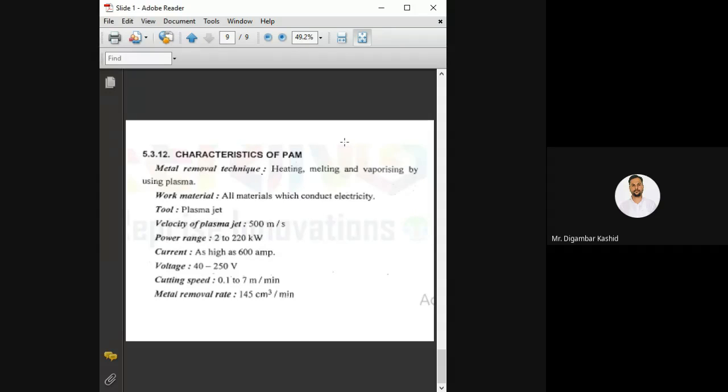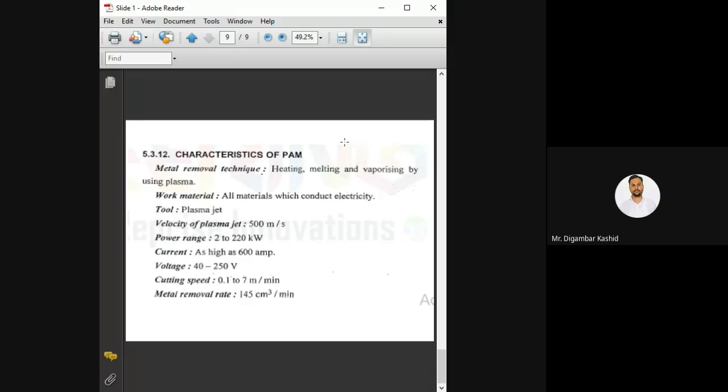Then what is the tool in this plasma arc machining process? Tool means our plasma jet, or plasma arc. Then what will be the velocity of the plasma jet? Near about 500 meters per second will be the velocity of your plasma jet. So this is high velocity. Please note down this 500 meters per second.